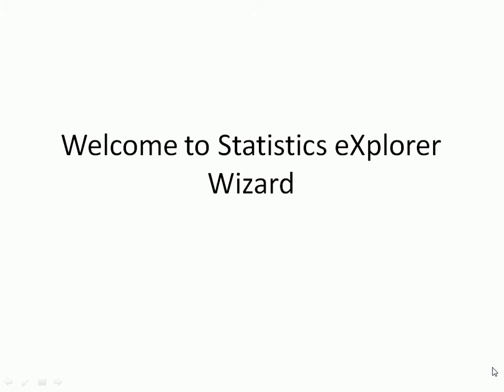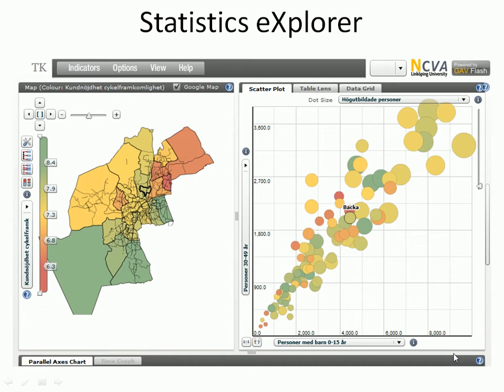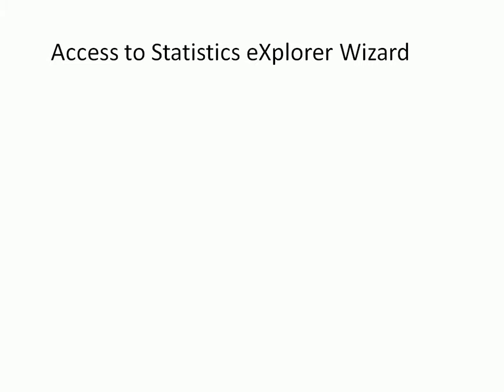Welcome to this film in which I will show you how to make a Statistics Explorer application that suits your purposes. Here you can see an example that's made by the Traffic and Public Transport Authority in Gothenburg. To make a Statistics Explorer of your own, you need to have access to a Flash application on the internet called the Statistics Explorer Wizard.